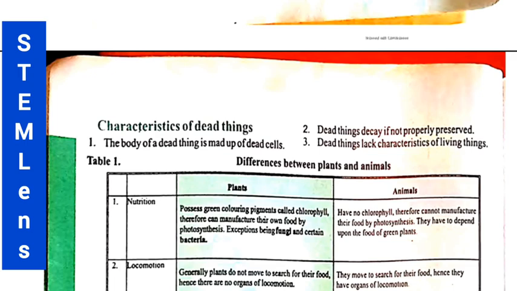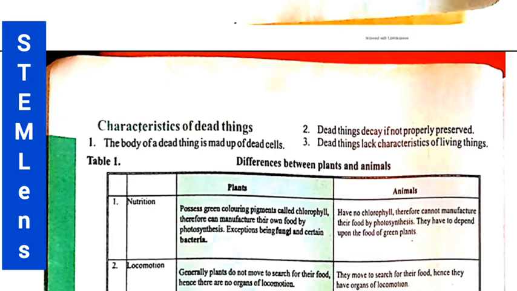So the cells actually make up the body system. The cell is the building block of life. So for it to be dead, it means the cells are already dead. That's the foundation is dead already. Secondly, they decay if not properly preserved. You can actually preserve dead things, but if not properly preserved, they surely decay due to the presence of bacteria and fungi. Number 3 says dead things lack characteristics of living things. For sure, they once lived but they are no longer living.